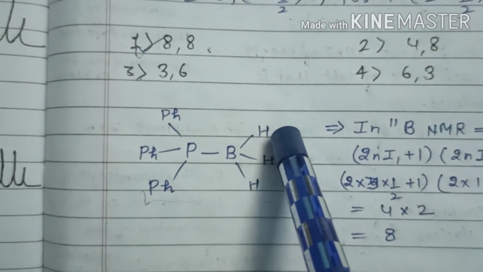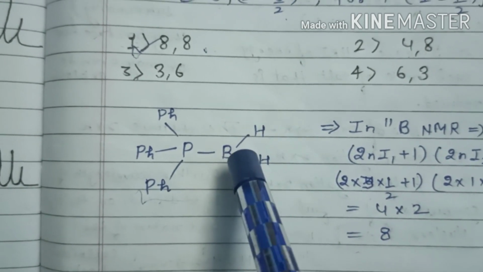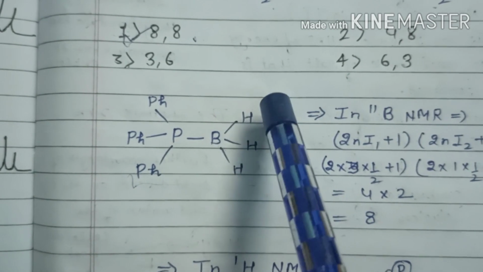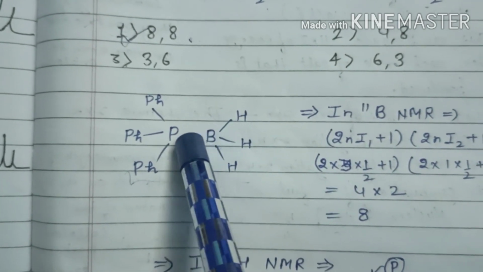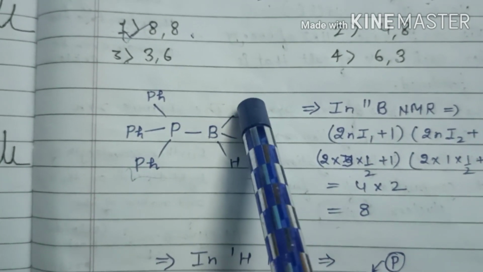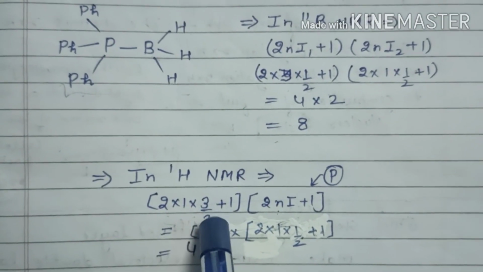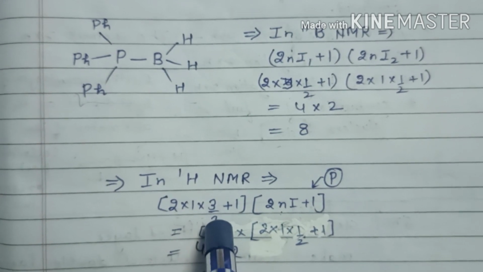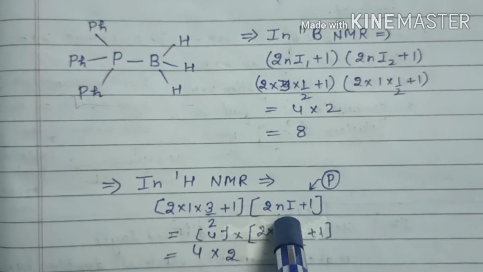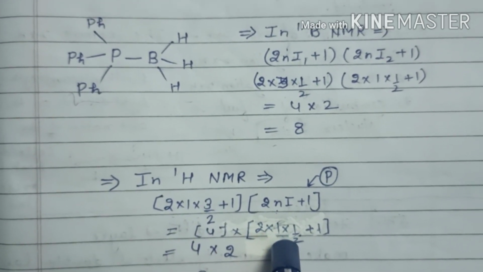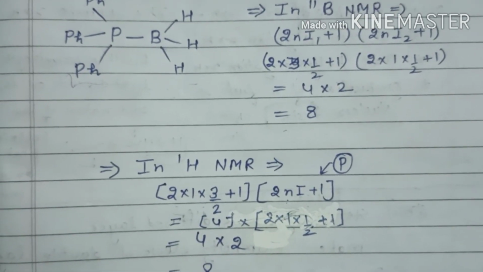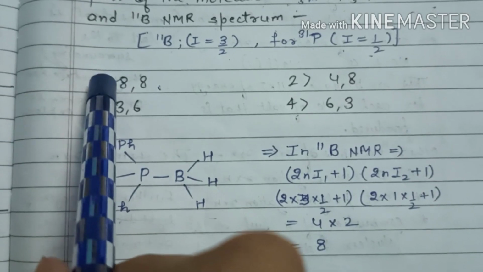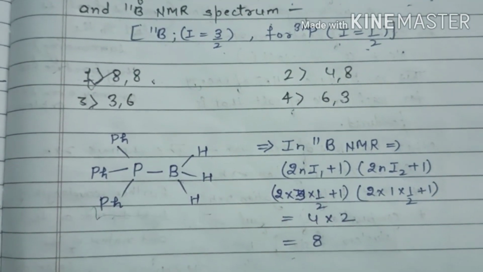Then in H1 NMR, hydrogen couples with boron as well as with phosphorus. It shows J coupling with phosphorus. Okay, so this one for one boron atom, 3 by 2 is the spin number, and this one for one phosphorus atom. So we will again get 8 signals. So the correct option is option first, 8, 8.